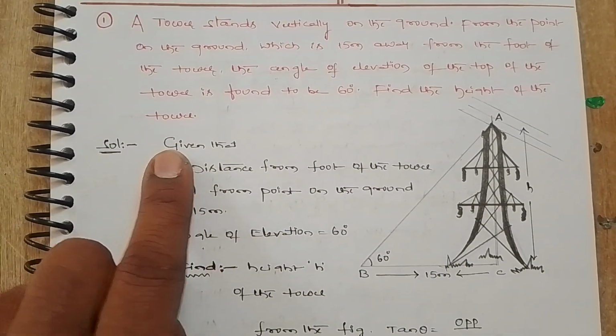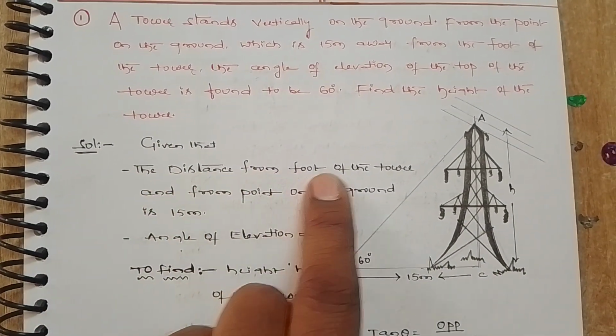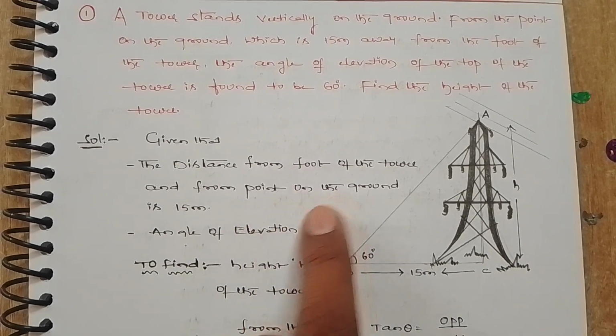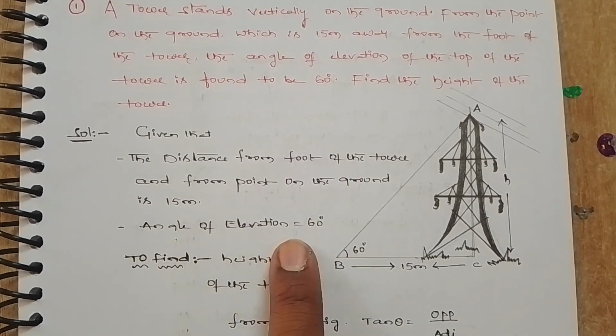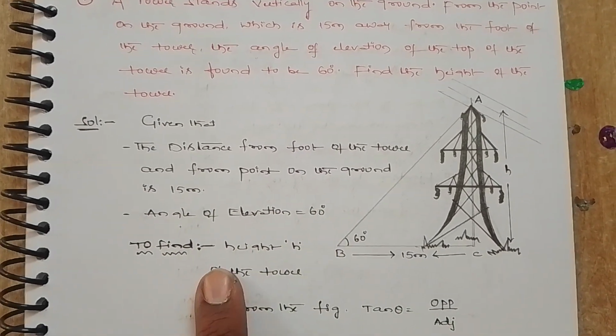Okay, first write down what is given in the question. Given that the distance from the foot of the tower and the point on the ground is 15 meters, angle of elevation is given as 60 degrees. We need to find the height of the tower.